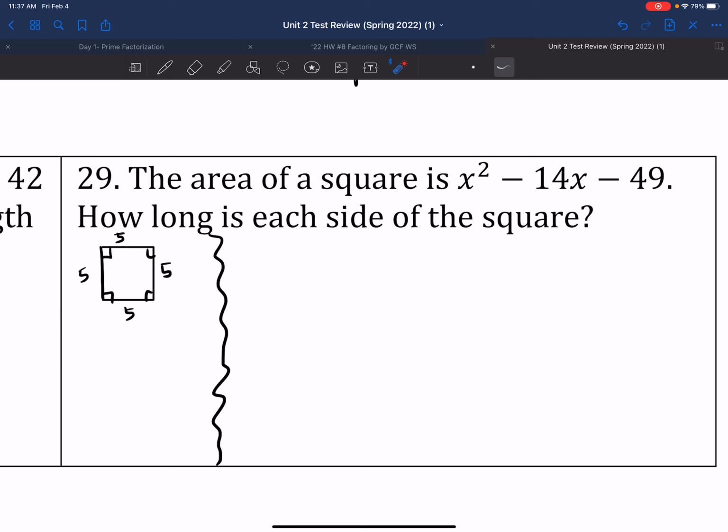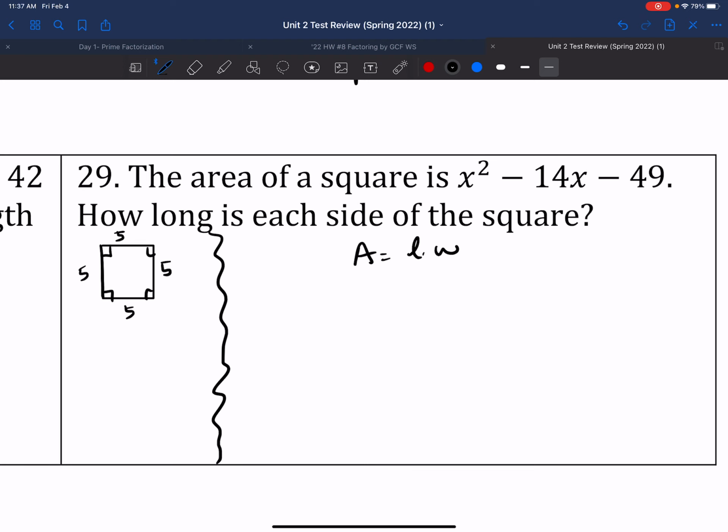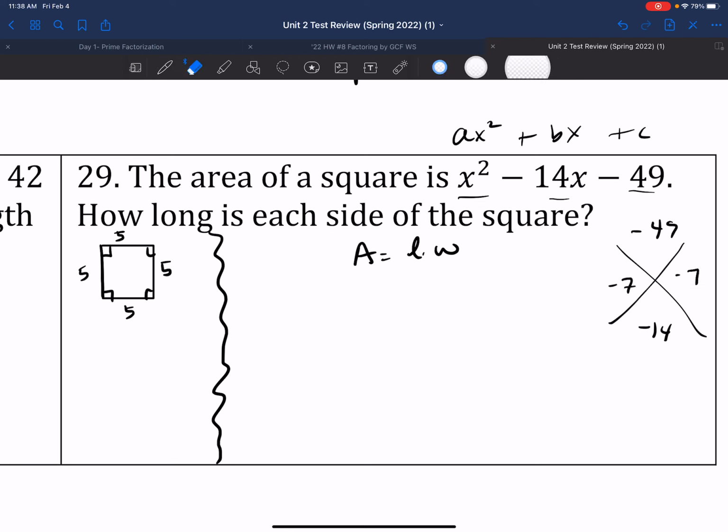So we know the area of the square is x squared minus 14x minus 49. How long is each side? So remember, A is equal to length times width, because that's the area of a square formula. And then I see that there's three terms in the form ax squared plus bx plus c. So I write negative 49 and negative 14 here, so for sure that's just going to be negative 7 and negative 7. No. Negative 14, negative 14x.